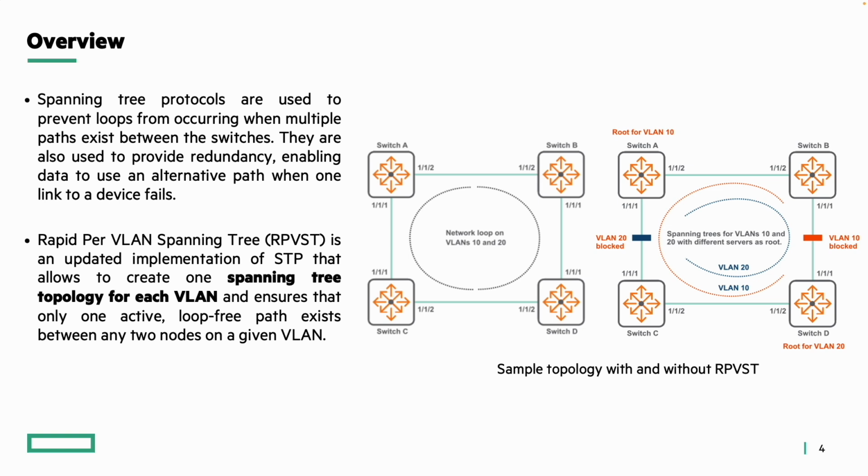In RPVST, each VLAN would have its own root and own calculations and send out its own BPDU. In this sample topology, with and without RPVST, in the second topology, we can see that RPVST runs different spanning trees for different VLANs, and in this case, it creates a spanning tree for VLAN 10 and VLAN 20.